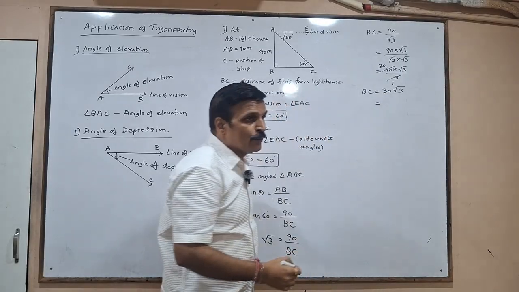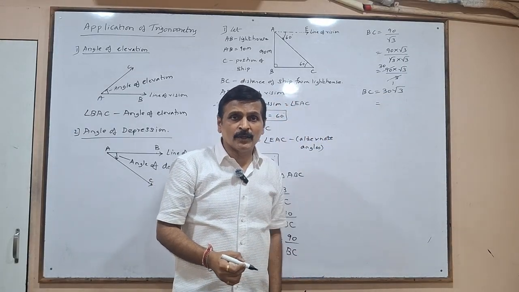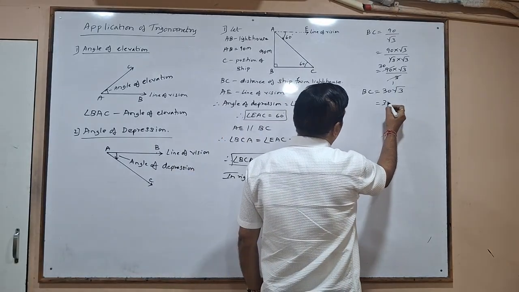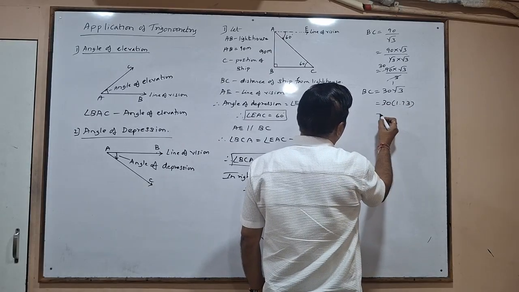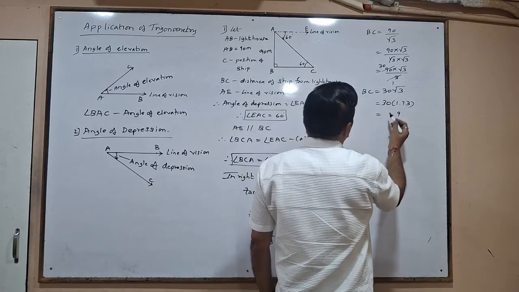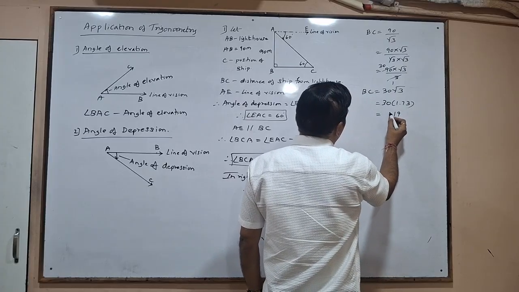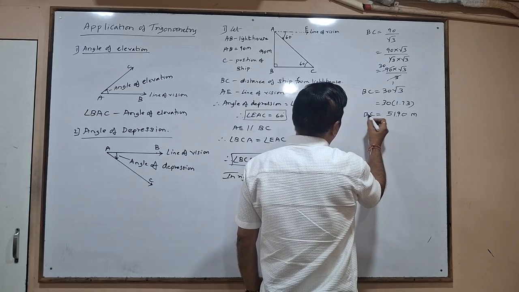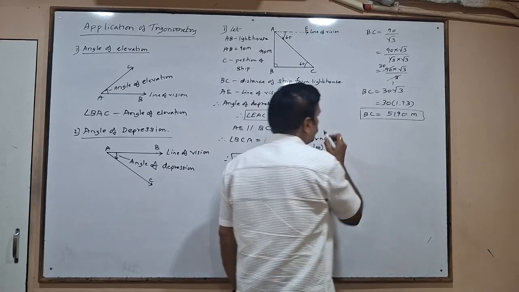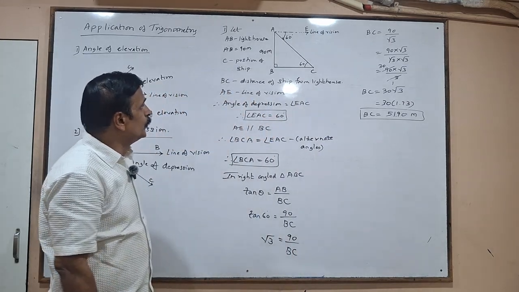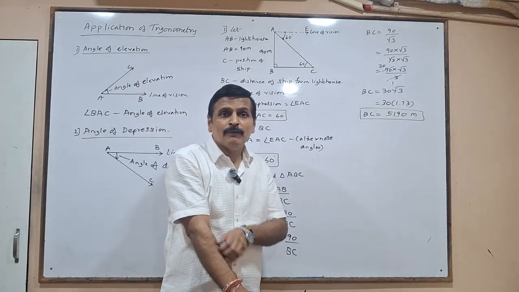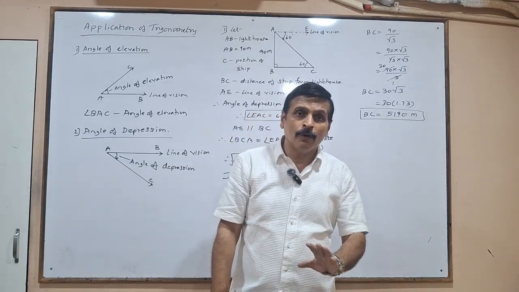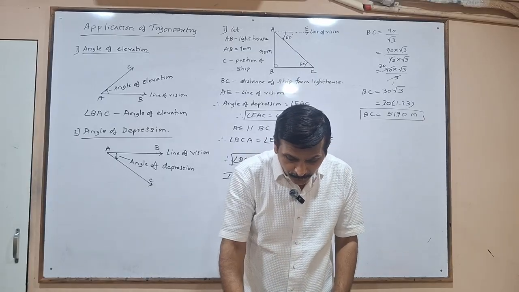We should substitute the value of root 3 which is given in the question normally. If not, we can substitute as 1.73. So 30 into 1.73 is 51.90, and that is BC. So the distance of the ship from the lighthouse is 51.90 meter.